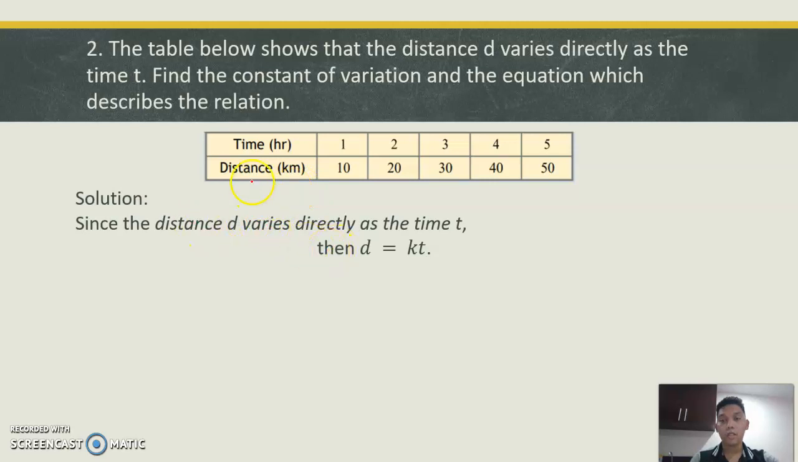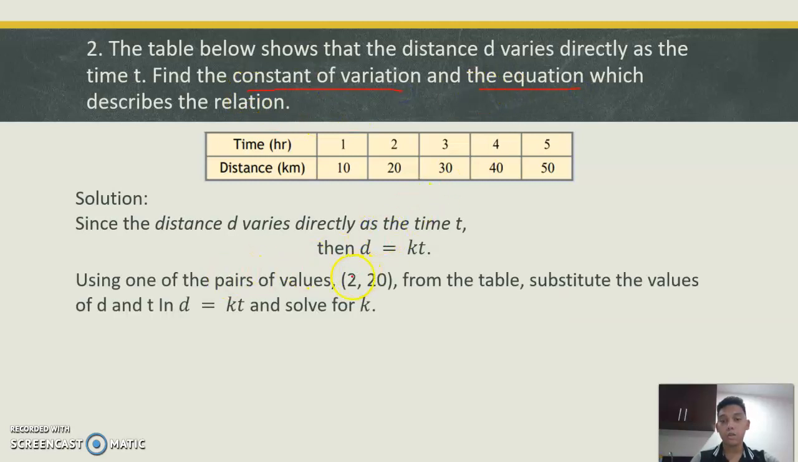Now we have the translation: d equals kt. We need to find the constant of variation and the equation. We choose the pair 2 and 20 and simply substitute. So our d is 20 and t is 2. Dividing both sides by 2, our k is 10. Clear? We're not done yet.